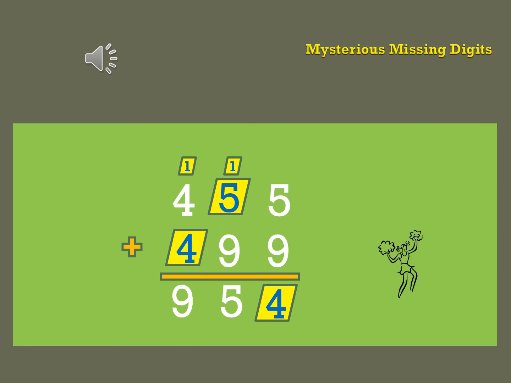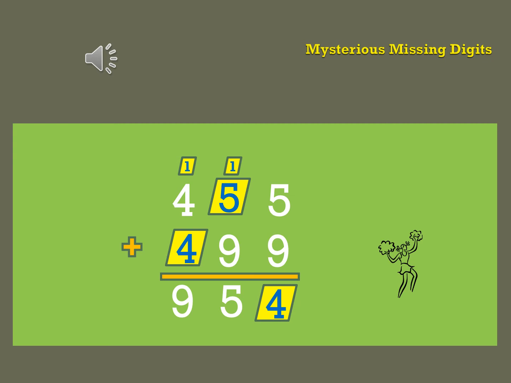Okay, let's see how you did. Well, we have 9 ones plus 5 ones. That equals 14 ones. We can't have 14 in the ones place, so we trade in 10 of the ones for 1 ten. We put the 4 in the ones place and then move the 1 ten to the tens place.